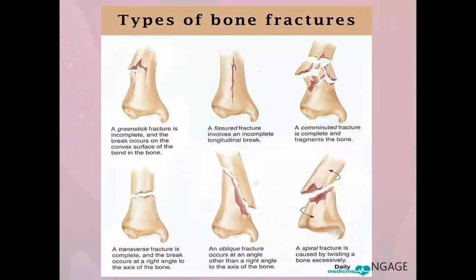Here's a visual for you guys who are visual learners. These are different types of fractures. A transverse fracture is complete, and the break occurs at a right angle to the axis of the bone. That's the way I believe most fractures are. A spiral fracture is caused by twisting a bone excessively. This is seen a lot in children, and usually, not always, but usually there's a concern about child abuse when you see spiral fractures in children.